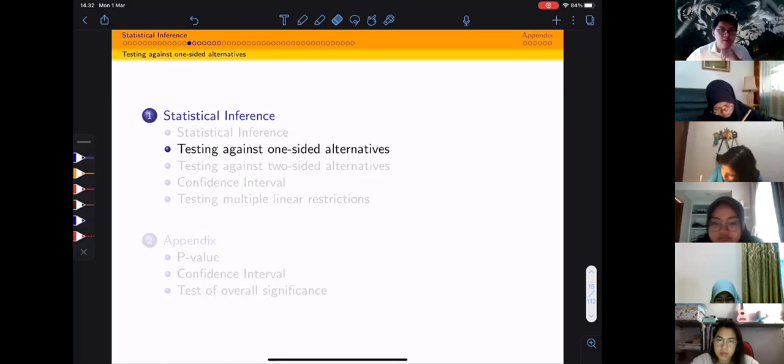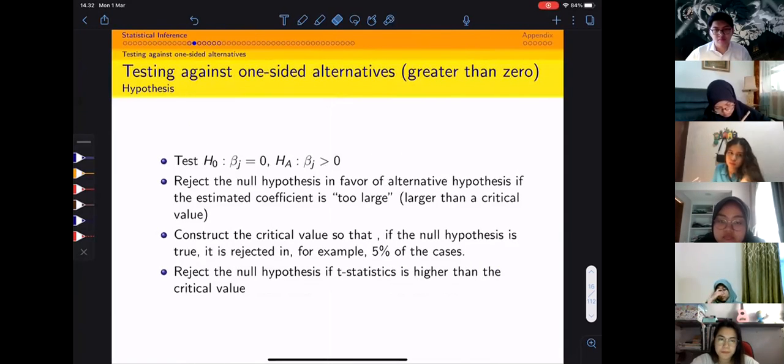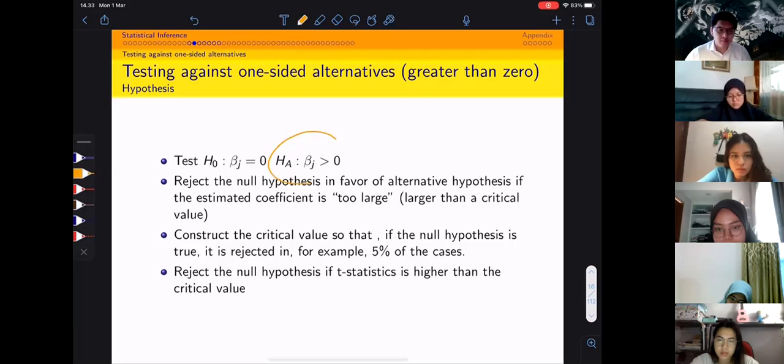Okay, I'm going to continue and start the discussion on the actual testing. We're going to test against a one-sided alternative. For example, the theory says that there is a positive relationship between working experience and wages in the labor market. If the theory says there is a positive relationship between years of working experience and wages, then you can state in your alternative hypothesis that there is a positive relationship.